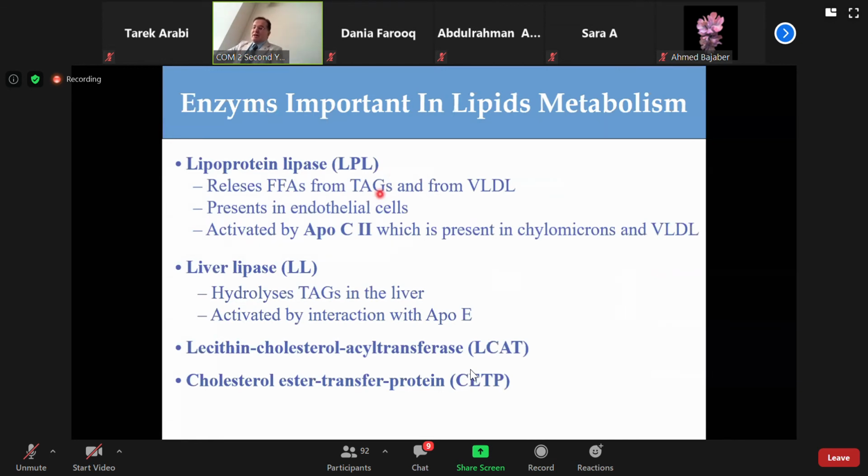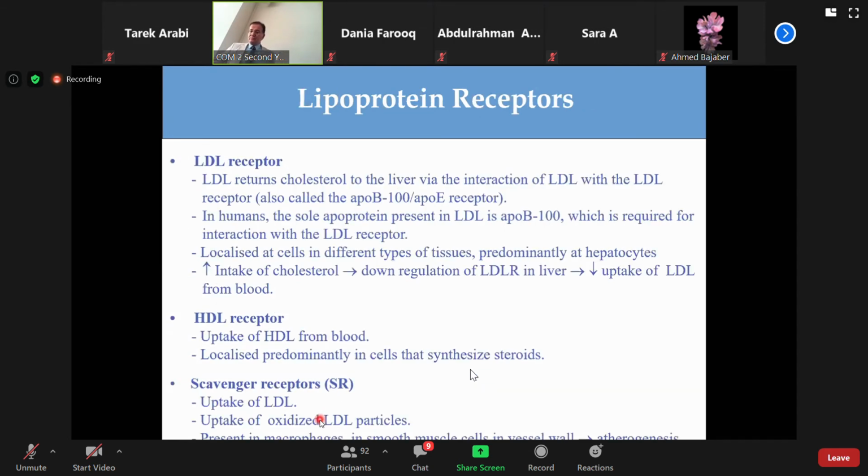So, which enzymes are important for lipid metabolism? Lipoprotein lipase, which we already described. This is activated by ApoC2, as we indicated before. And then you have the liver lipase, which, when we say lipoprotein lipase or liver lipase, hydrolyzes the triacylglycerol in the liver, and it's activated by the ApoE lipoproteins. We have the LCAT and CETP. Now, receptors, we already indicated the LDL receptor.